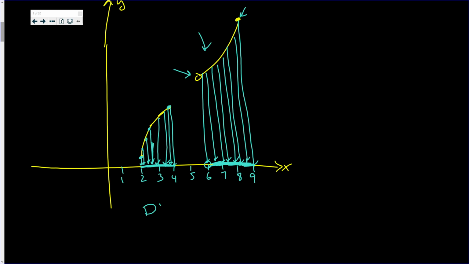The domain would be x is in between 2 and 4, union x is in between 6 and 9. It equals 9 but not 6. That is how you find the domain.